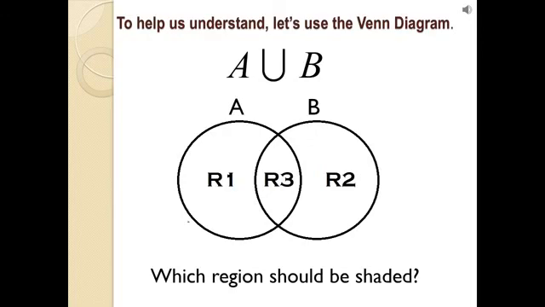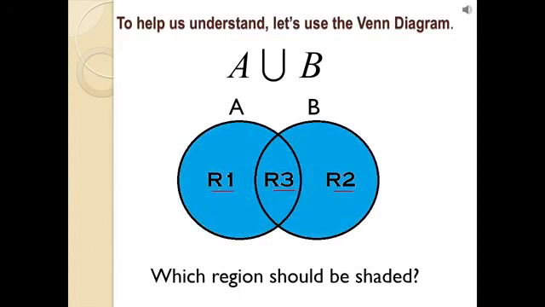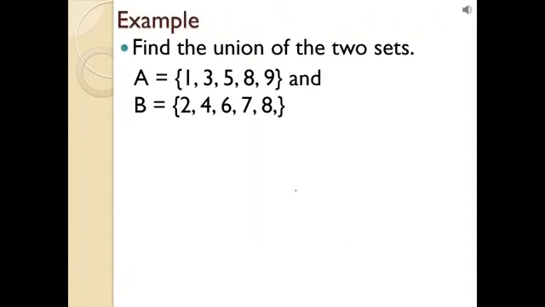Now my question is this: which region should be shaded? Is it region 1? Is it region 2? Or is it region 3? Well, of course, it would be the 3 regions, because union is simply listing all the elements found in A or B or both. So you will be writing all the elements found in A or in B or both. For example, find the union of the 2 sets. The first, smallest number, we have 1.